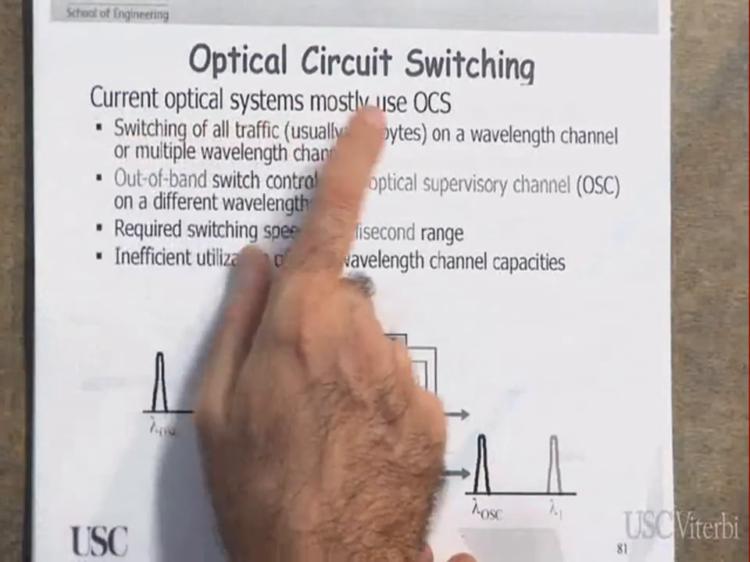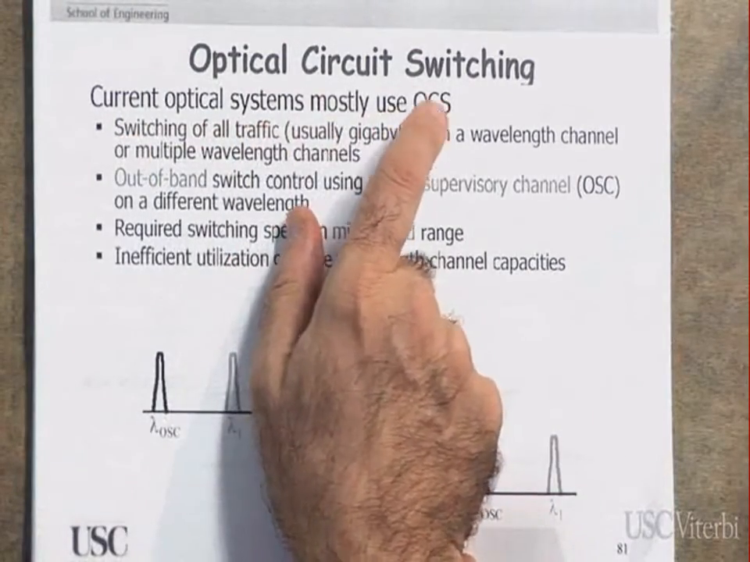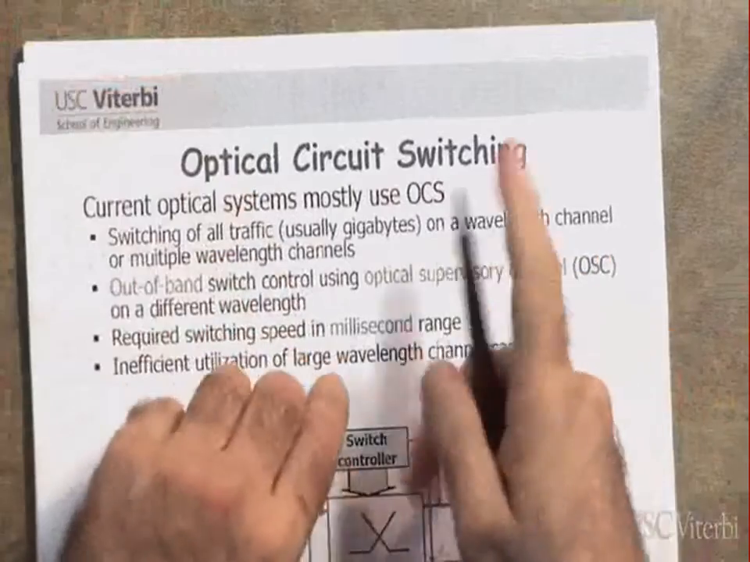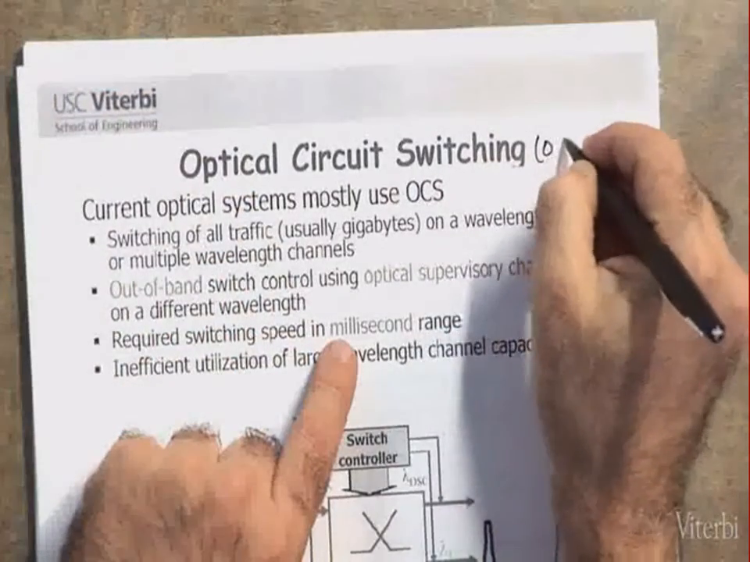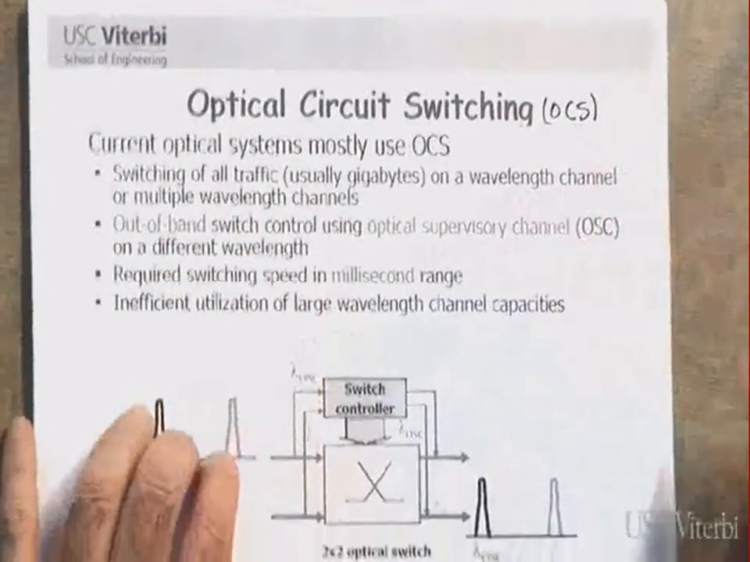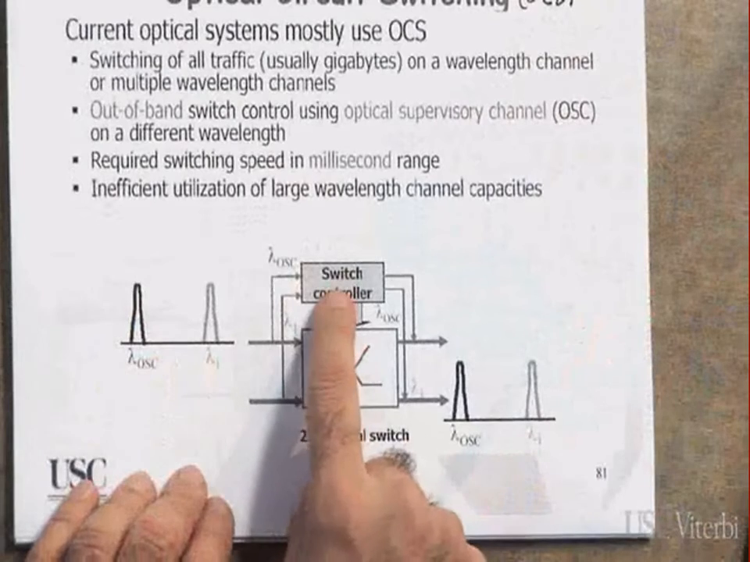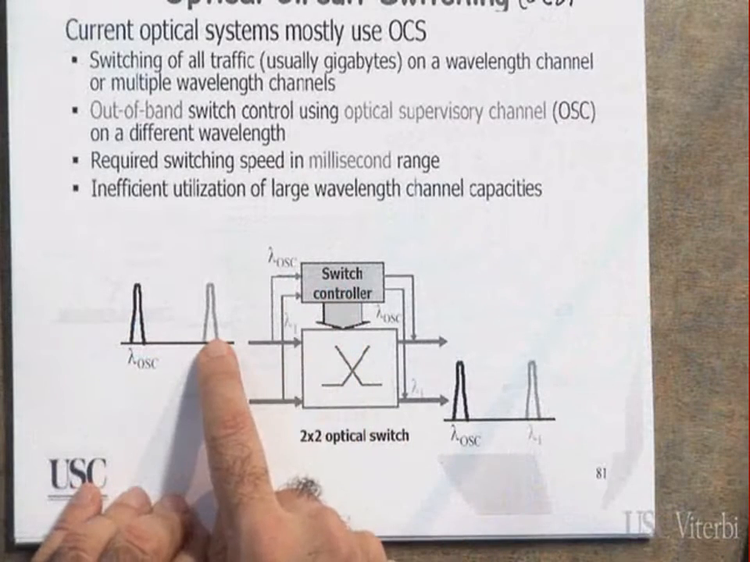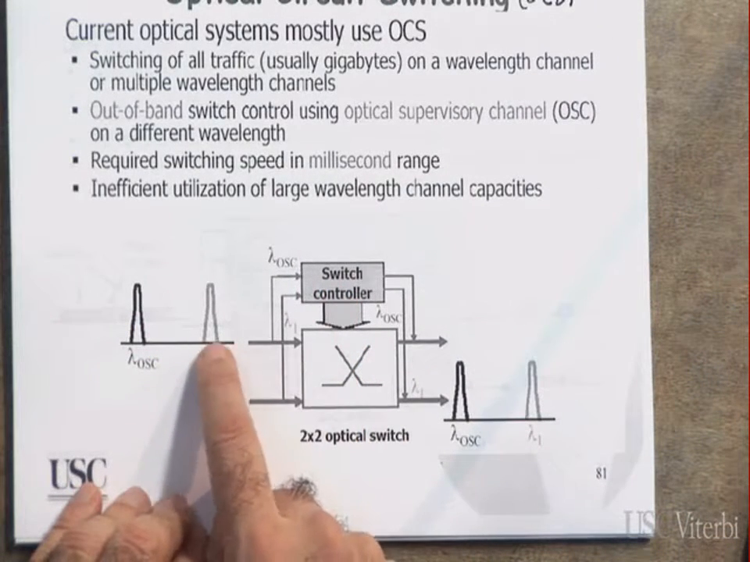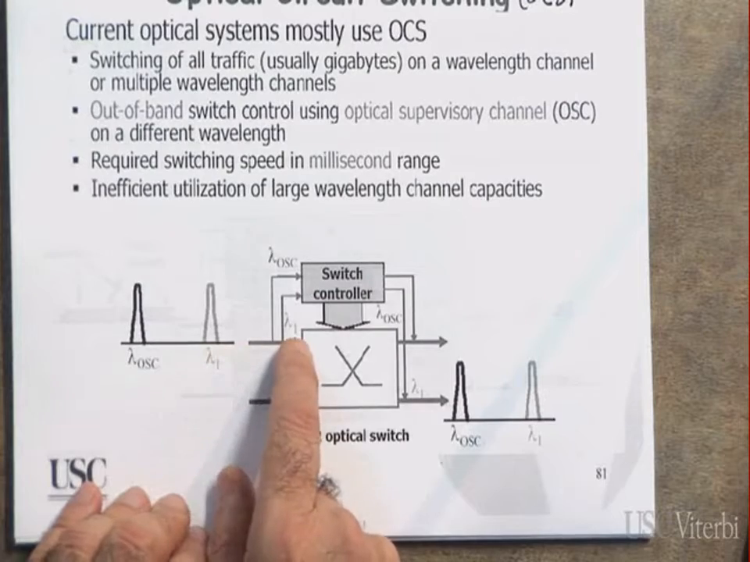The optical, again, currently most of them use OCS. OCS stands for optical circuit switching. This is a switch here. This is the controller. It becomes different types of what? Different types of wavelengths. This is, for example, lambda 1 and so on.